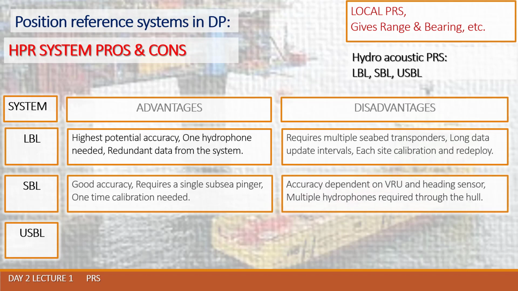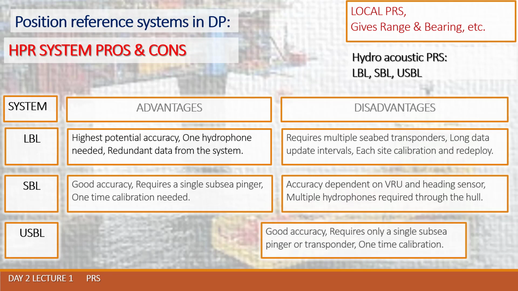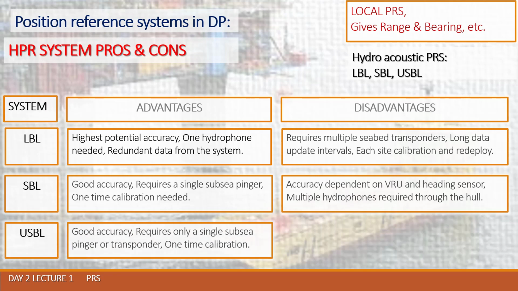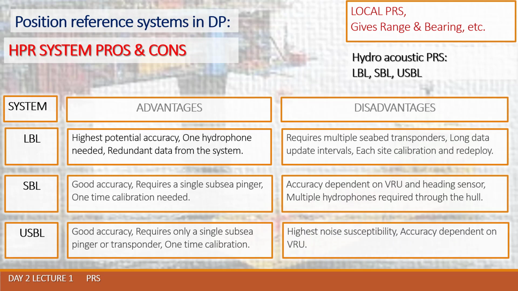The ultra-short baseline system also has good accuracy. This is a modern solution. It requires only a single subsea pinger or transponder. Only one-time calibration is needed. Highest noise susceptibility is a disadvantage of the system. Accuracy depends on the VRU. And as you see, we don't have ideal equipment, as I said at the beginning. We always have some pros and cons, whatever we use here.